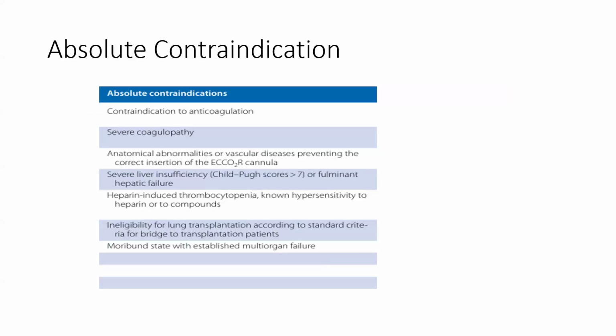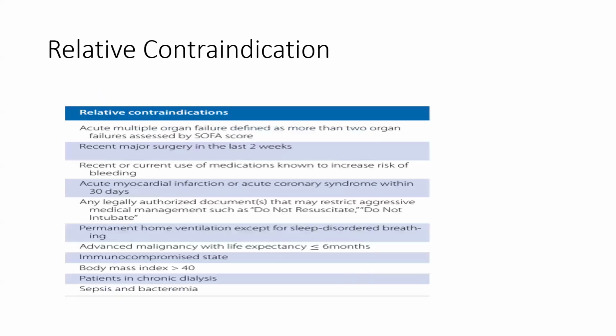Now, absolute contraindications: anticoagulation contraindication, severe coagulopathy, anatomic abnormalities or vascular disease preventing correct insertion of the ECCO2R cannula, severe liver insufficiency or fulminant hepatic failure, heparin-induced thrombocytopenia, known hypersensitivity to heparin or compound, ineligibility for lung transplantation according to standard criteria for bridge to transplantation patients, and moribund state with established multi-organ failure.